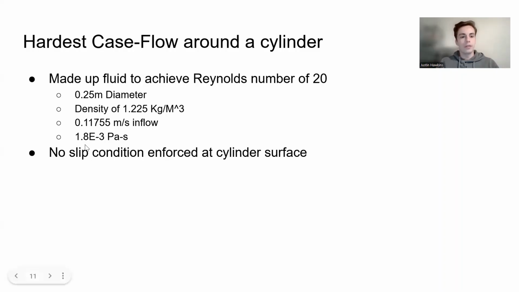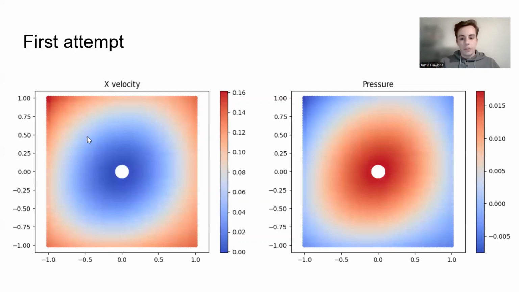I had a prescribed inflow of about 0.1 meters per second. And this was the first thing that the PINN gave me back. You can see it's doing something. It's definitely holding that boundary condition that I gave it, that at the cylinder surface flow should be zero, but it shouldn't be zero and it shouldn't be that low this far away from the cylinder. You can see the pressure is doing something too.